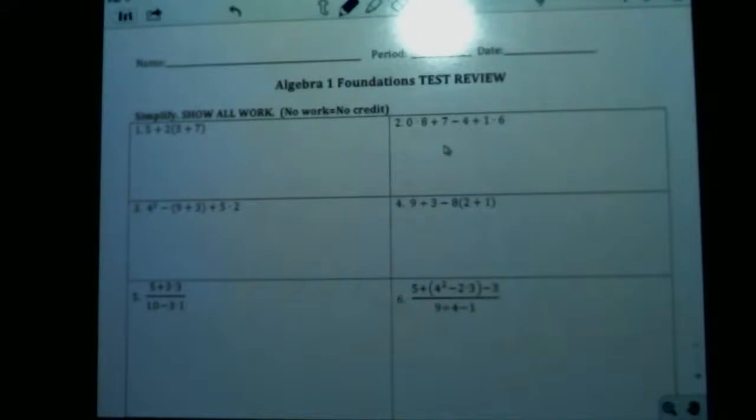Covered so far this 6 weeks. So the first thing that we covered this 6 weeks was order of operations. Let's just put a reminder up here. It is PEMDAS: parentheses, exponents, multiplication and division in order from left to right, then addition and subtraction as they occur, again from left to right.